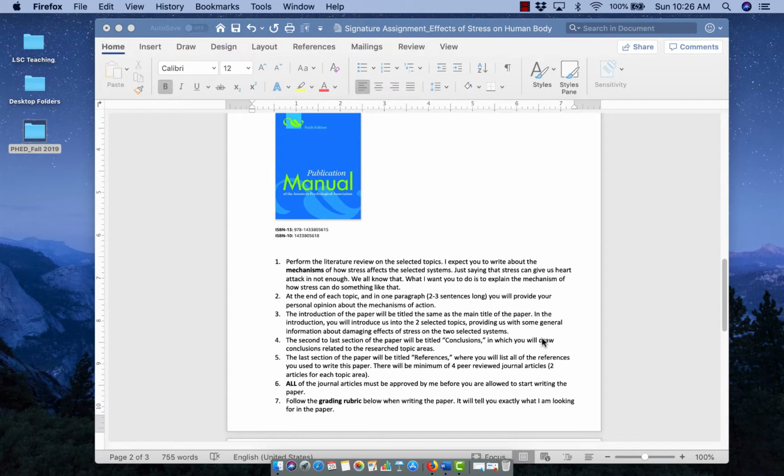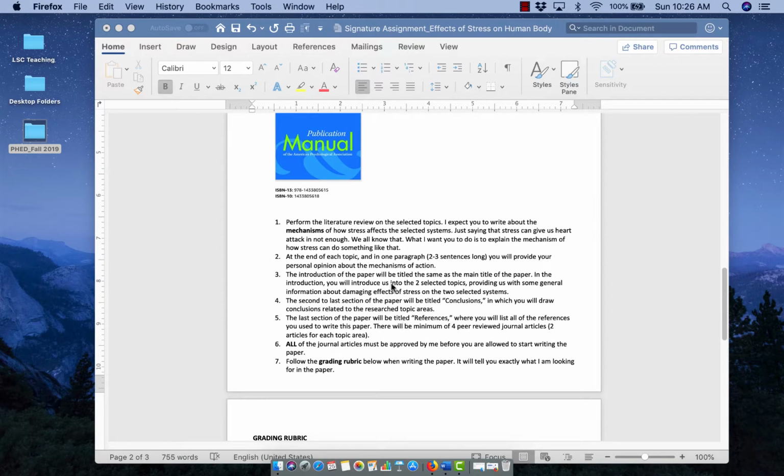At the end of each topic, you have to do about 2 pages per topic. At the end of each topic, you have to have a separate paragraph that consists of 2 to 3 sentences in which you give your own personal opinion about the topic, or your impression of what you just researched about that topic.